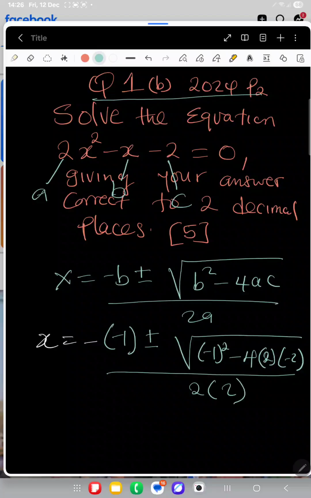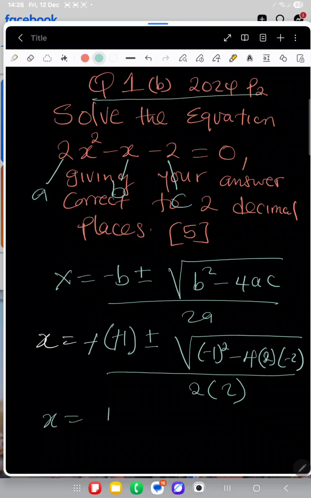Now from there, you are going to simplify in order to get the final answer. Don't forget that they have given you the instruction that you should give your answer correct to 2 decimal places. That's what we are following. So from here, we are going to simplify. We say x is equal to negative, and negative will give us a positive.